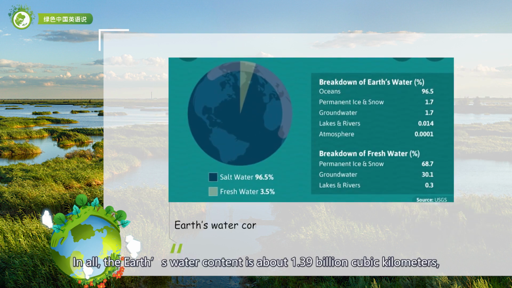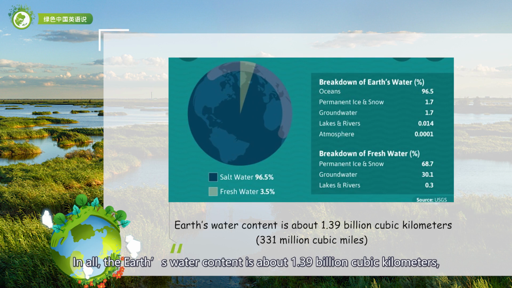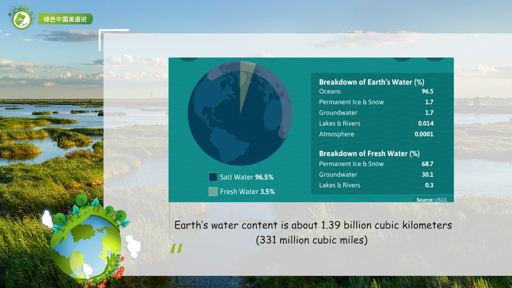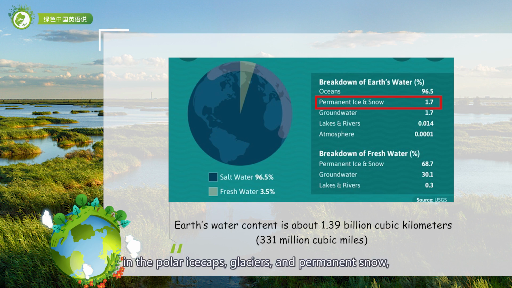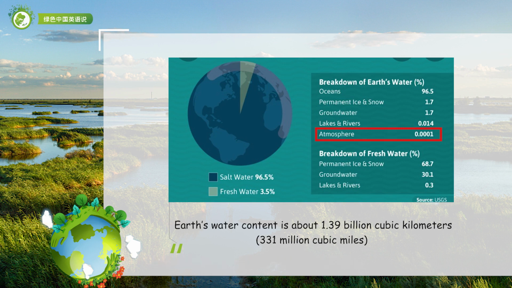In all, the Earth's water content is about 1.39 billion cubic kilometers, with the bulk of it, about 96.5%, being in the global oceans. As for the rest, approximately 1.7% is stored in the polar ice caps, glaciers, and permanent snow. And another 1.7% is stored in groundwater, lakes, rivers, streams, and soil. Only a thousandth of the total water on Earth exists as water vapor in the atmosphere.